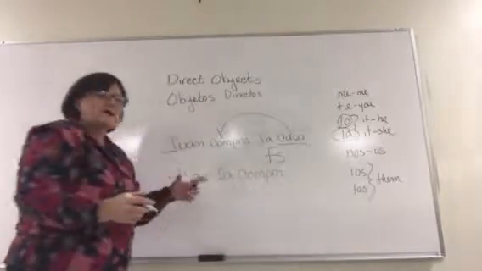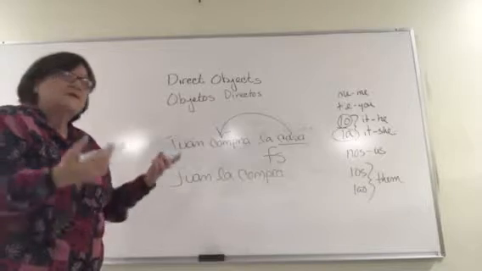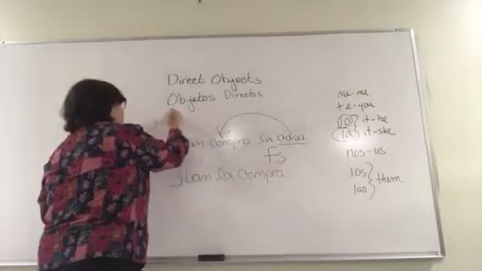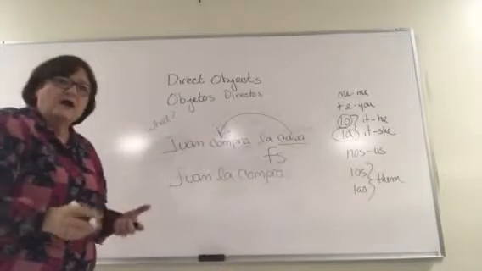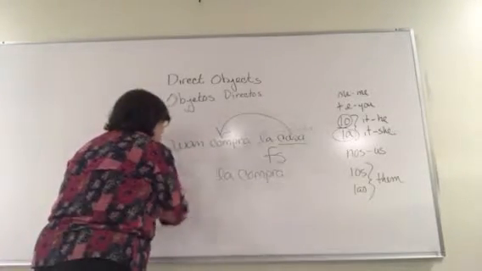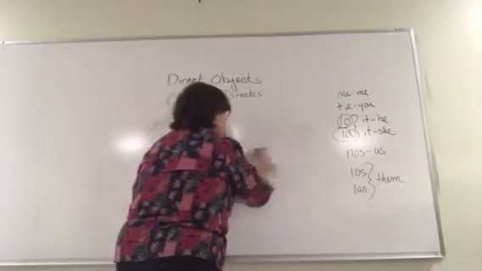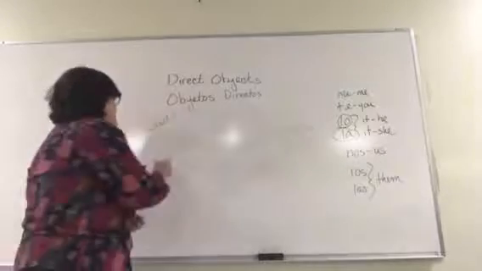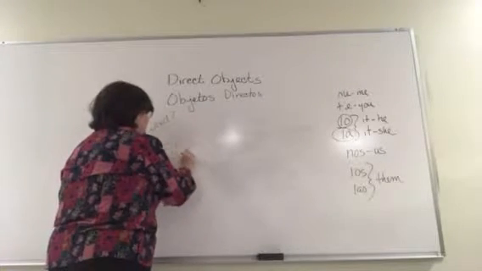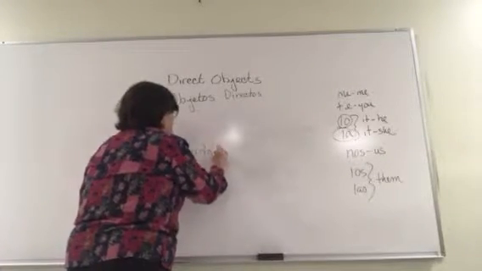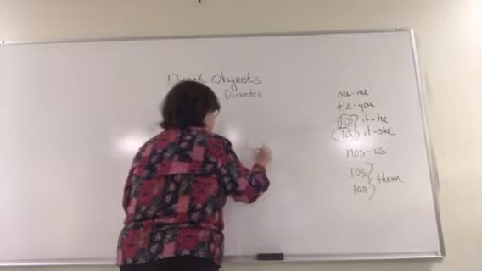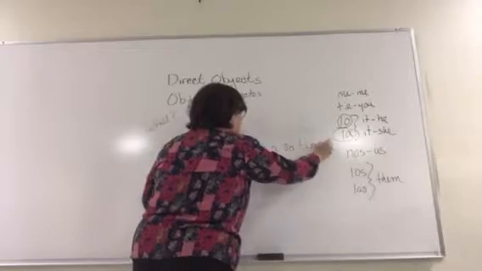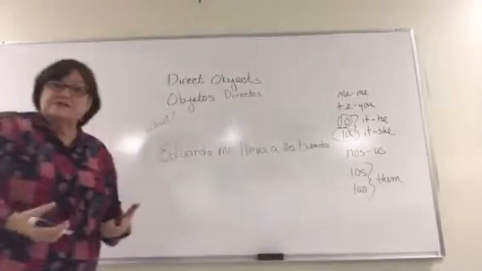So think about it this way. The direct object pronoun answers the question what. Okay? What is receiving the direct action of the verb? Now, normally it is things that receive the direct action, but it can also be people. For example, I could say, Eduardo me lleva a la tienda. Eduardo takes me to the store.